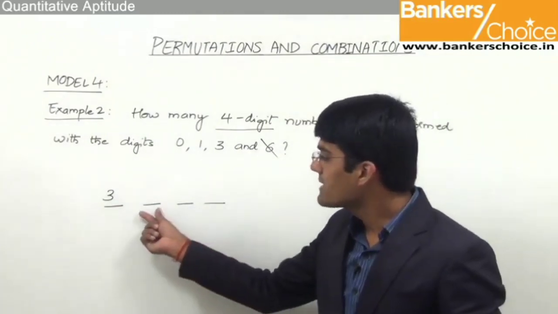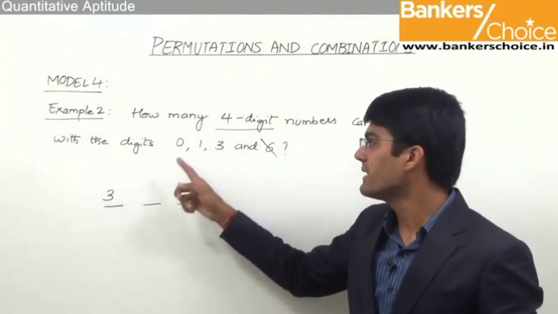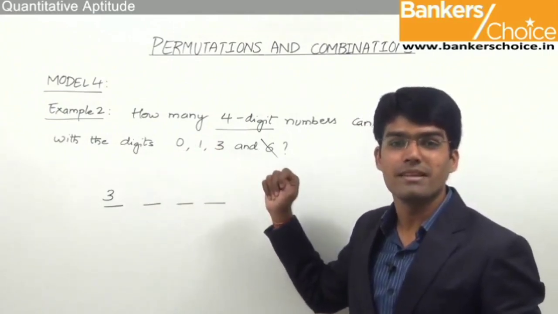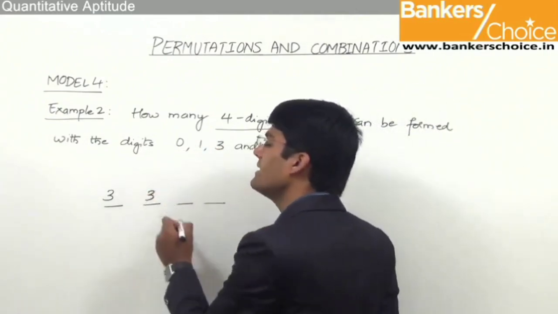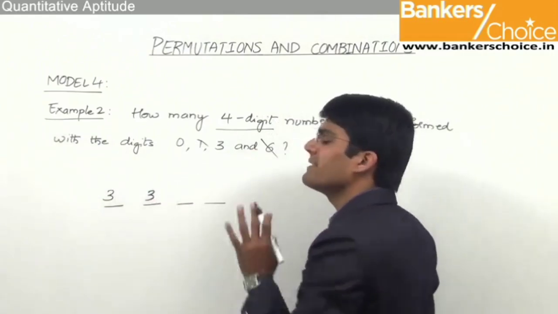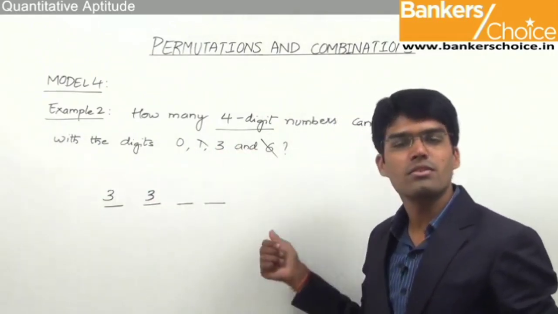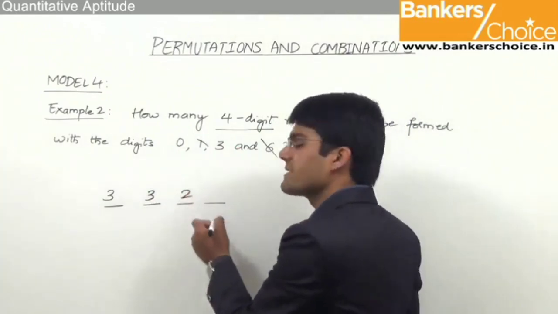So we can say that the second position again can be filled in 3 ways. It can either be 0 or 1 or 3. That means any of the remaining 3 digits. So second position can also be filled in 3 ways. Let's say 1 has occupied the second position. Now moving on to the third position, we have got 2 choices. It can either be 0 or 3. So this can be filled in 2 ways.